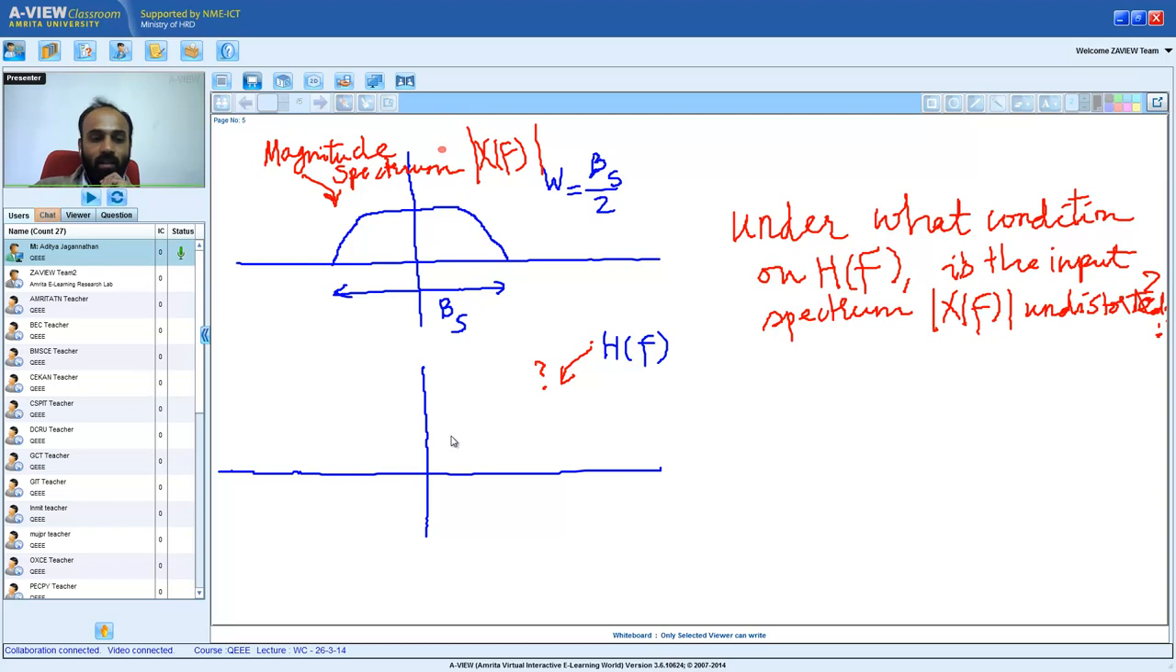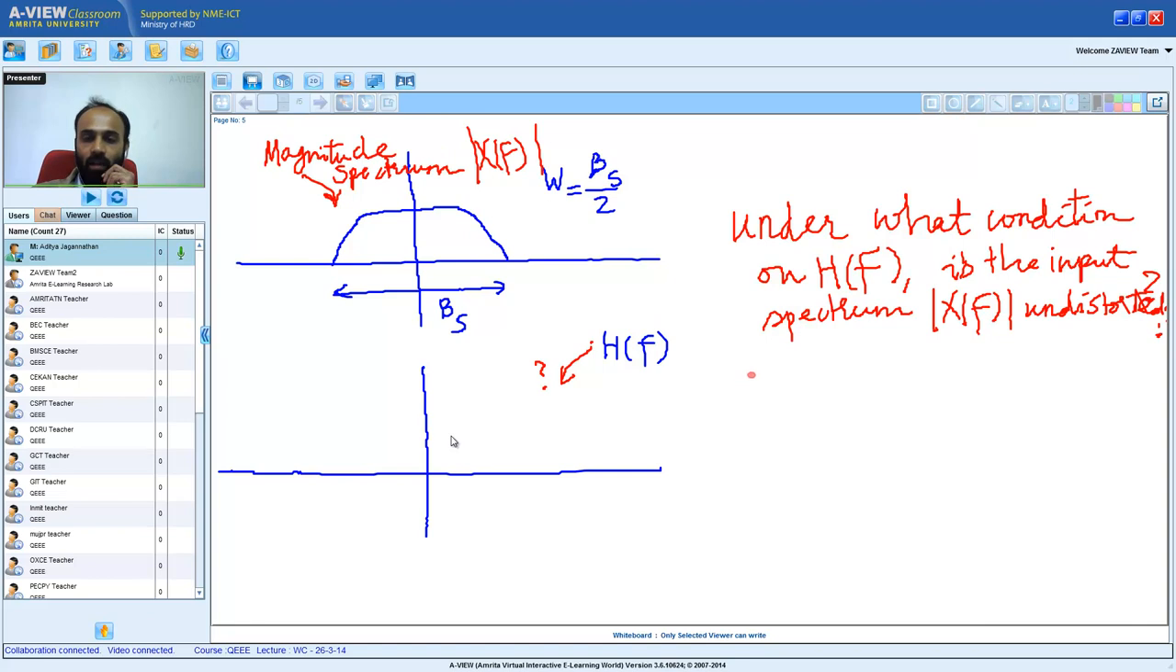Someone is saying the bandwidth of the channel is greater than or equal to B_S. Correct. But is it simply enough? Is the bandwidth greater than B_S, or do we need some condition? What is the minimum condition on H(f) such that the magnitude spectrum is not distorted? Can someone tell me about it? Yeah, that is correct. The bandwidth is greater than B_S and the magnitude is constant over B_S.